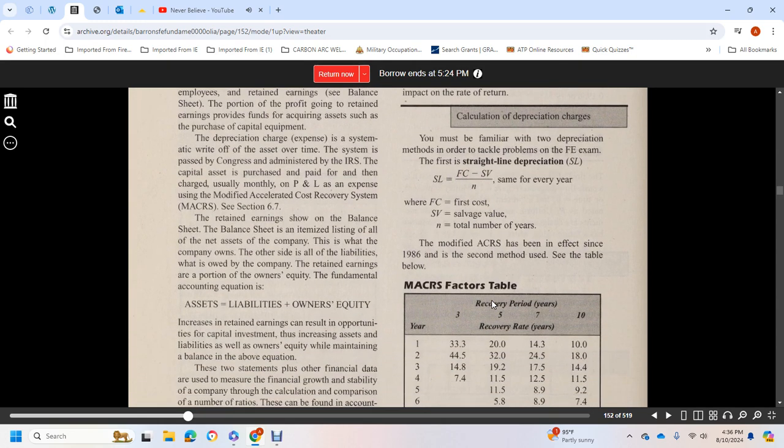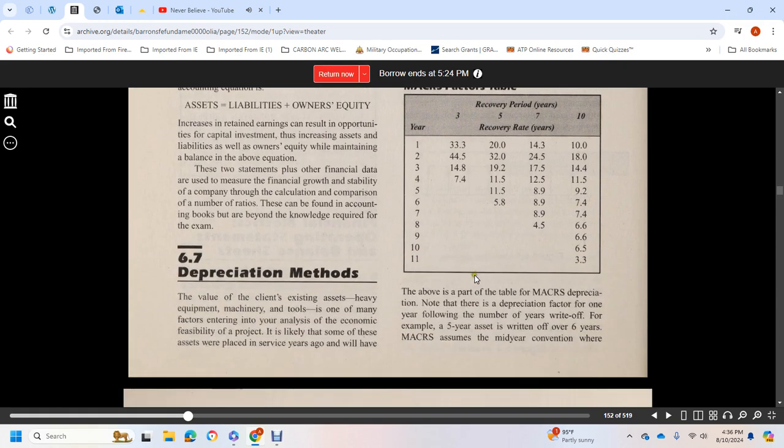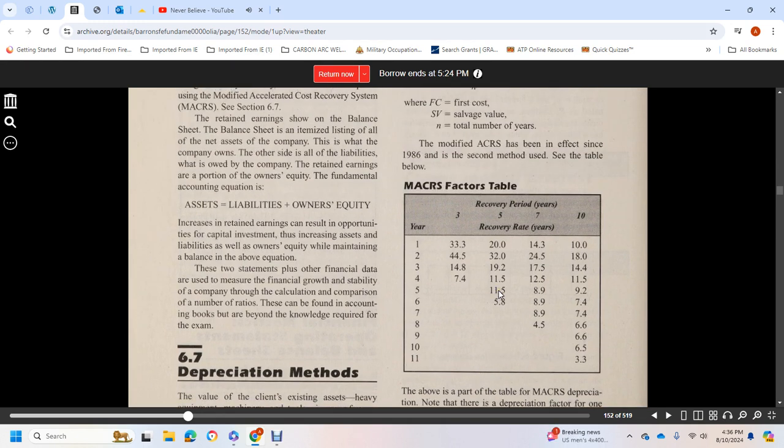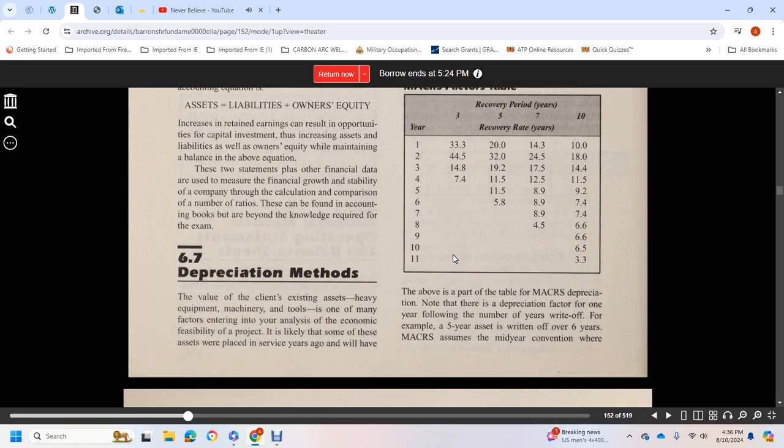Modified ACRS has been effective since 1986 and is the second method used. See the table below, the Modified Accelerated Cost Recovery System table. The above is part of the Modified Accelerated Cost Recovery System depreciation table. Note that the depreciation factor for each year follows the number of years of write-off. For example, a 5-year asset is written off over 6 years.